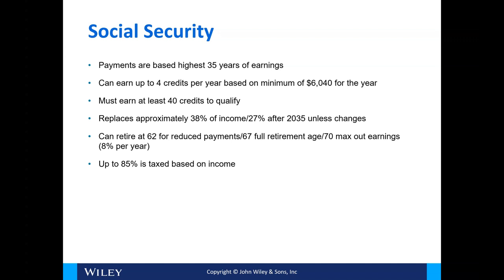So how much you get is based on the 35 highest years of earnings. Now, if you only work for 30 years, they still average 35 years, but you have 5 years of zeros.